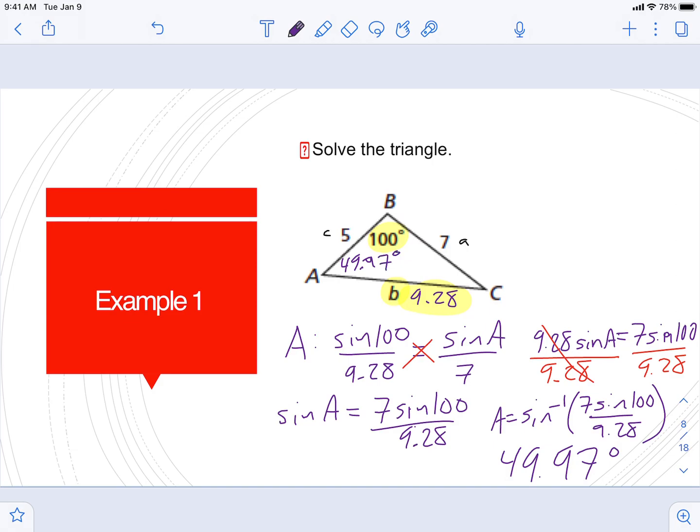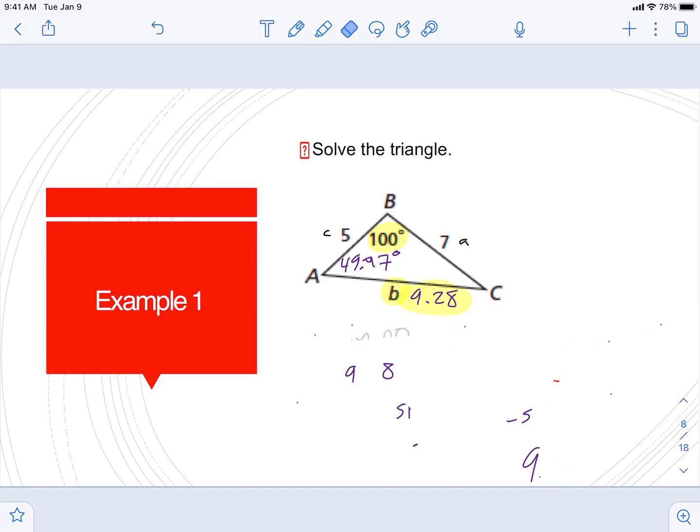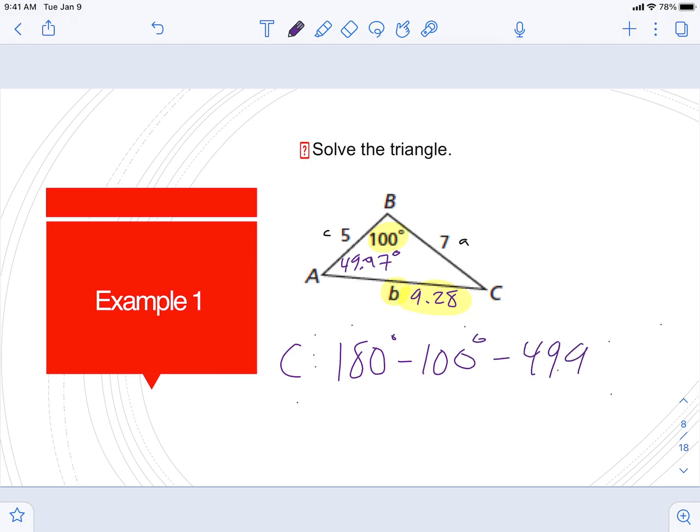49.97 degrees. All right, so I've got all three sides. I've got 2 out of my 3 angles. So the last thing I can do is figure out angle C. I just have to subtract from 180. 180 minus 100 minus 49.97, and that gives me 32.03 degrees. So angle C is 32.03, and our triangle is now solved.